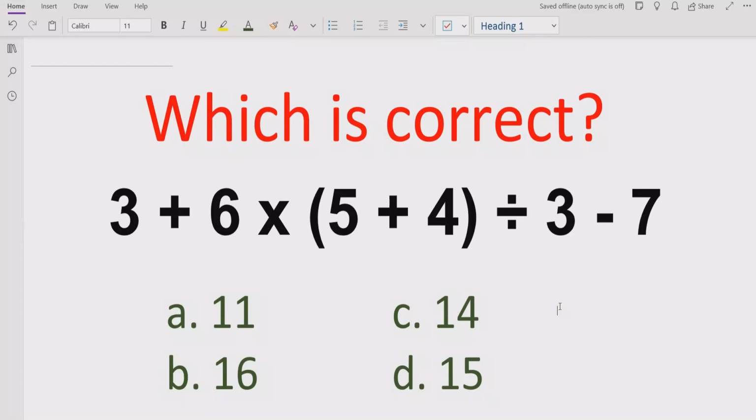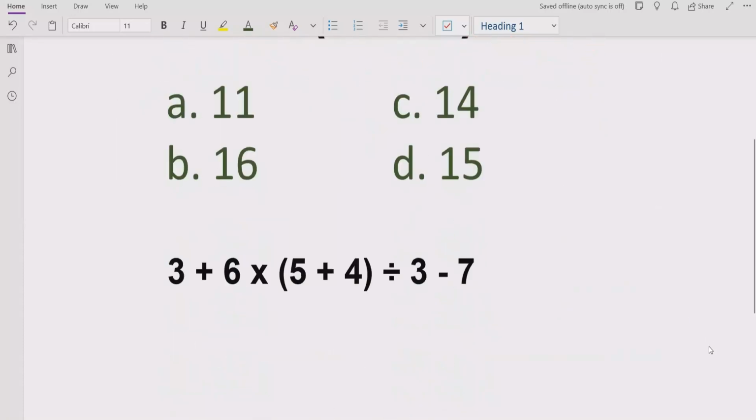Let's start this question. Here we have 3 plus 6, which is multiplied with the bracket 5 plus 9 and divided by 3 and minus 7.